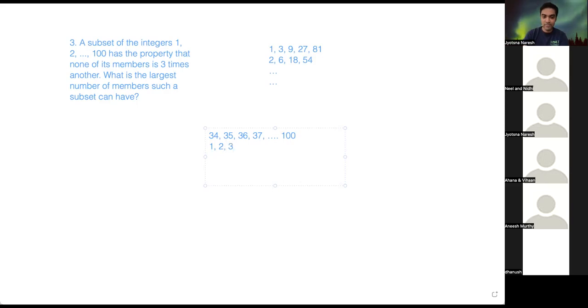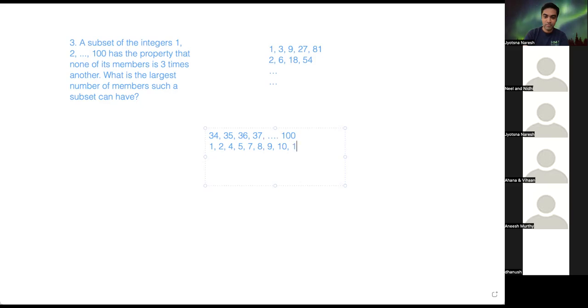Yep, 3? 3 does not work, because of 1 times 3. Okay, 4? 4 works. 5? Works. 6? Does not work. Good. 7? Works. 8 works. 9? And 10. 9 works too because there is no 3 to support the 9. Yes. 10? And then 10 works.